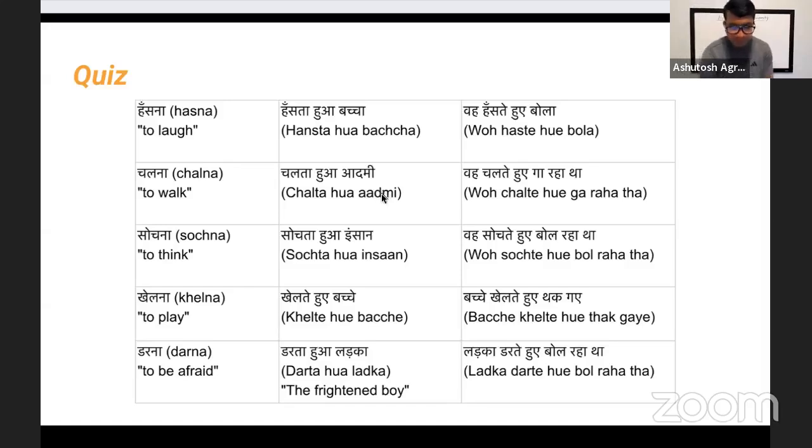The walking man. वह चलते हुए गा रहा था. Is it present tense? I'm really confused. Past continuous. Past, okay. He sang while walking. Okay, past continuous.